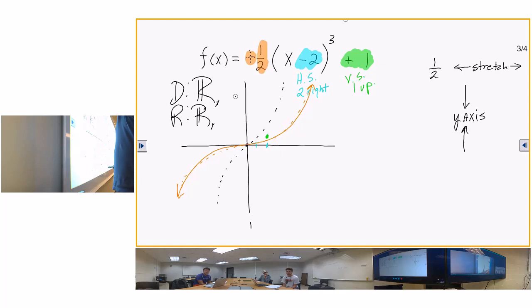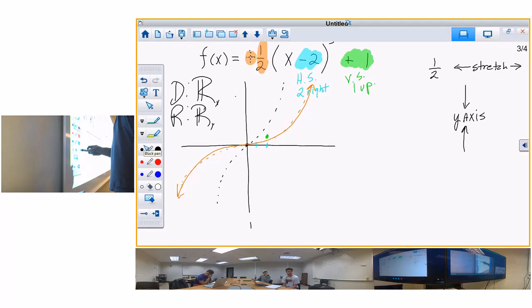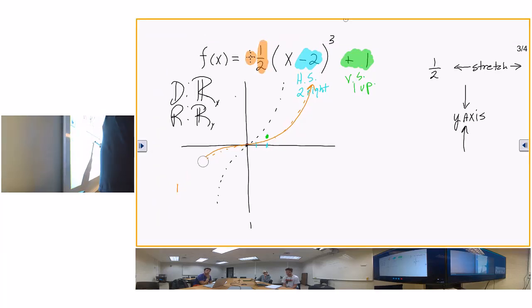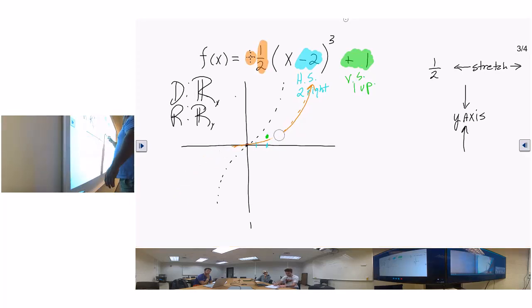Line of symmetry would be y is equal to 1. Oh, wait a minute. No, I need to move it. Hold on, I messed up. Let me erase. I was supposed to be in the green. I was supposed to be right there. I messed up. Hold on. Y'all were right. If it's in the green, I just messed up.